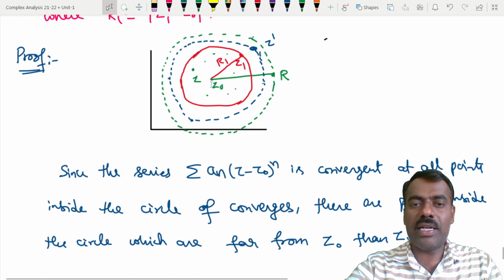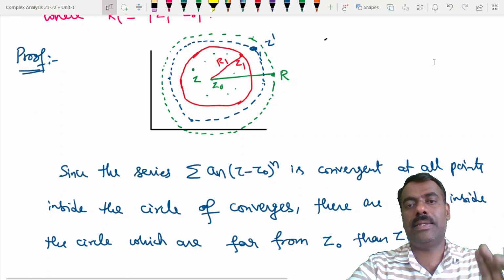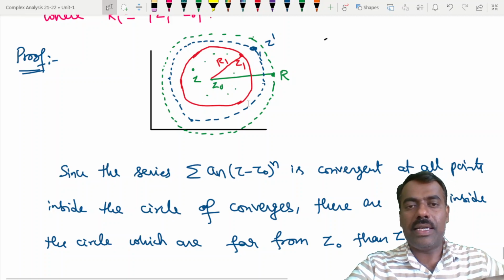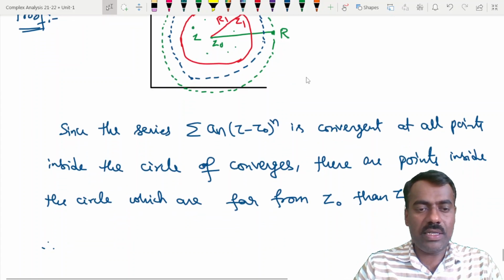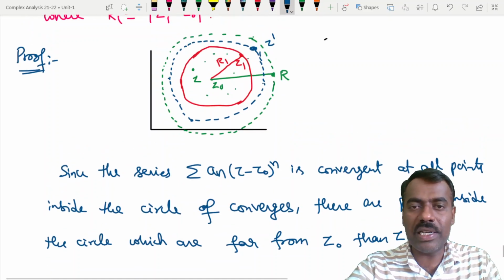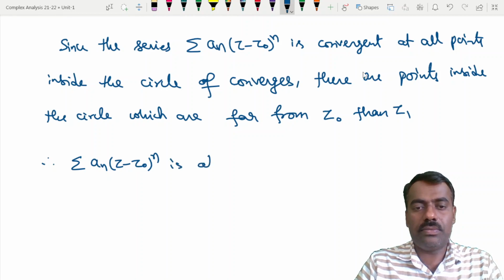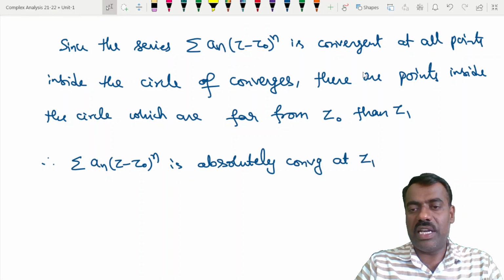That means the distance from z0 to z1 is less than the distance from z0 to z prime. Z0 to z prime distance is more and z0 to z1 is less. So we have just taken z prime, for example. Then by the absolute convergence theorem, if you take the circle centered at z0 with radius z0 to z prime, then everywhere inside it is absolutely convergent. Therefore the series summation an z minus z0 whole power n is absolutely convergent at every point inside this. So in particular it is absolutely convergent at z1.